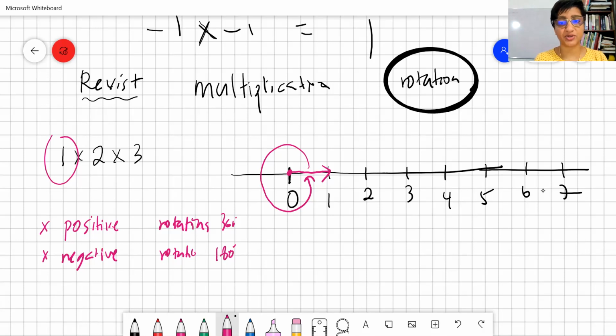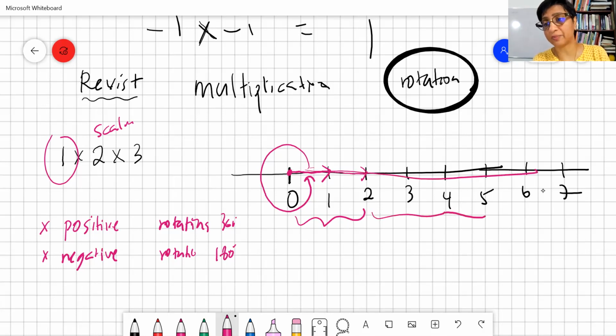So if I'm doing 2 times 3, I start with 1 and multiply by 2, which is a scaling. I go in the same direction 2, and then 2 times 3 means I scale 2 by 3. That means another 2 and another 2. I go all the way up to here. That's how I get my answer, 6. So it's a scaling and a rotation. It gets scaled up if you're multiplying by a whole number, or scaled down if you're multiplying by a fraction. And the positive or negative sign would rotate you.